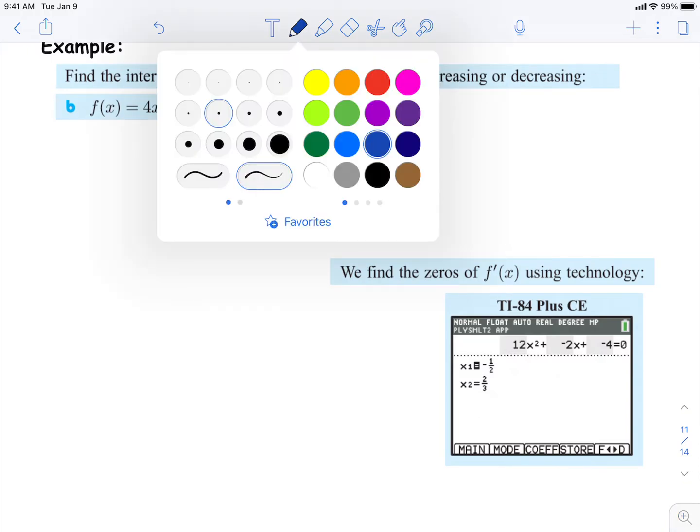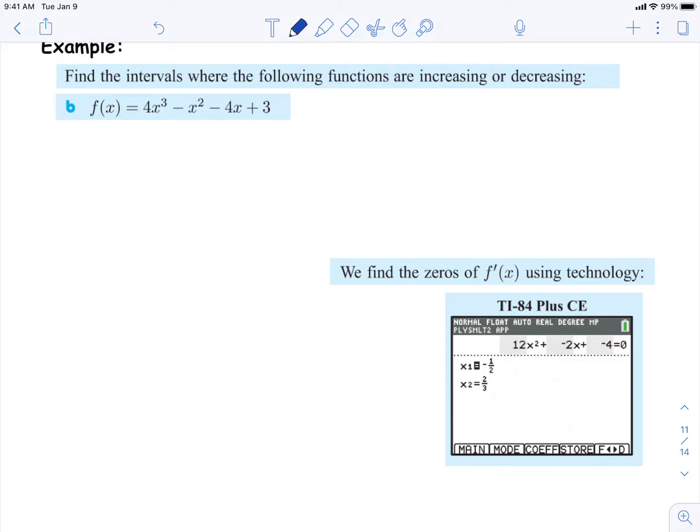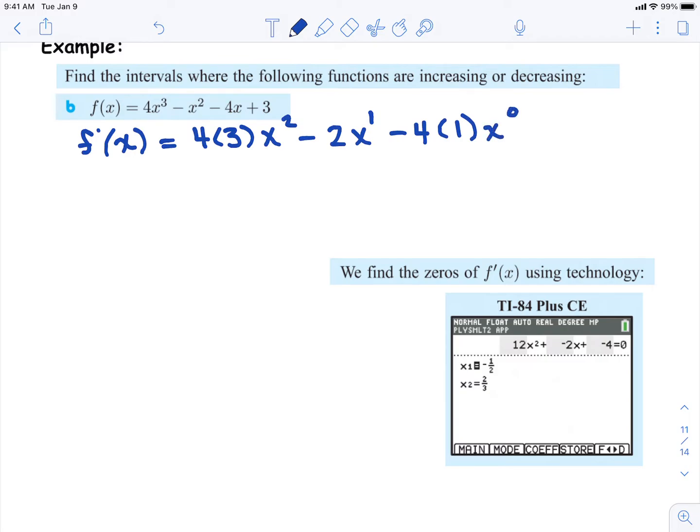All right, we're going to find the intervals for where this function is increasing and decreasing. So step one is we're going to find the derivative function. So we'll bring down the 3, subtract the power, bring down the 2, subtract the power, bring down the 1, and then that becomes x to the 0.